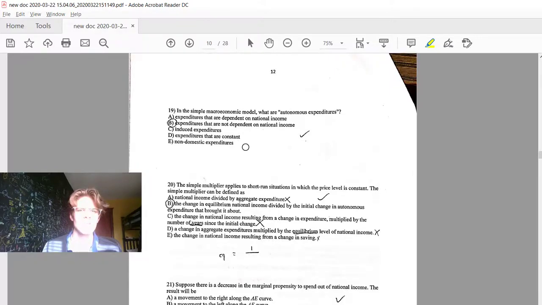All right. What are autonomous expenditures? Those are expenditures that are not dependent on national income, quite simply. Investment is always autonomous. Consumption has an autonomous part: we have autonomous consumption, and then we have induced consumption. Induced consumption depends on our disposable income, which is our income after taxes. Autonomous consumption is the consumption we consume even if we have no disposable income.